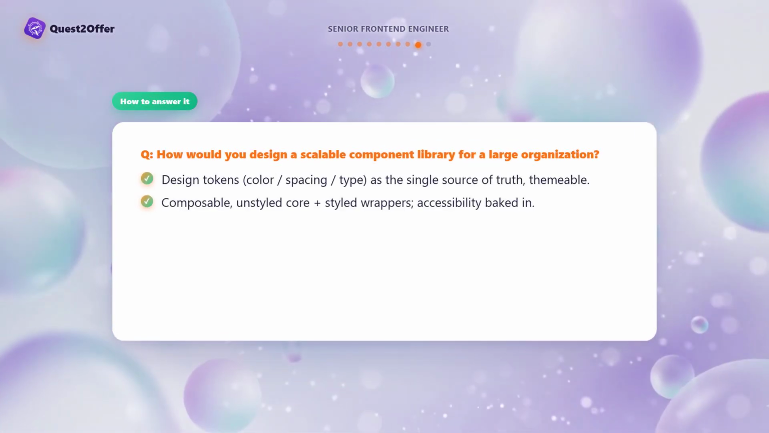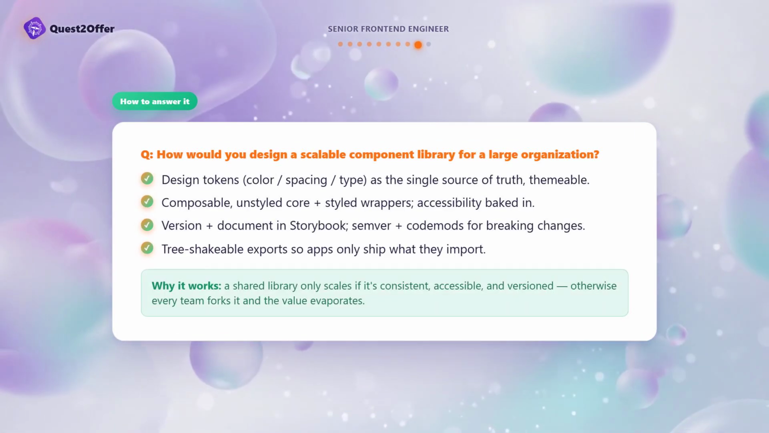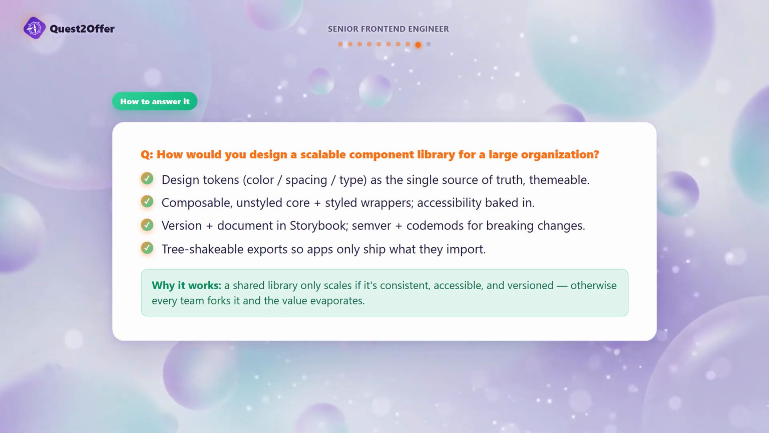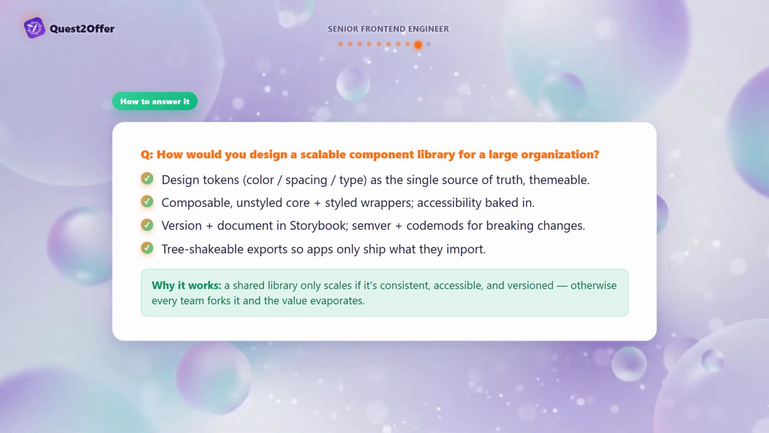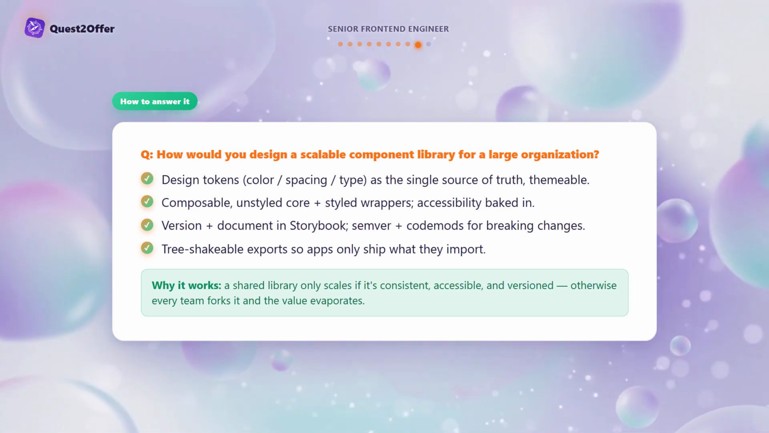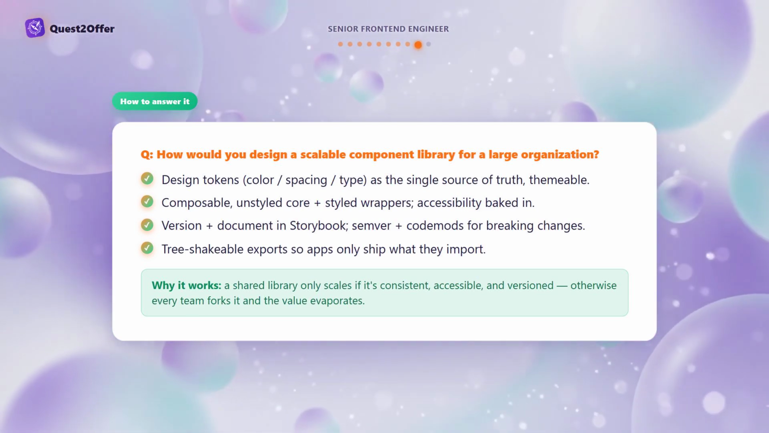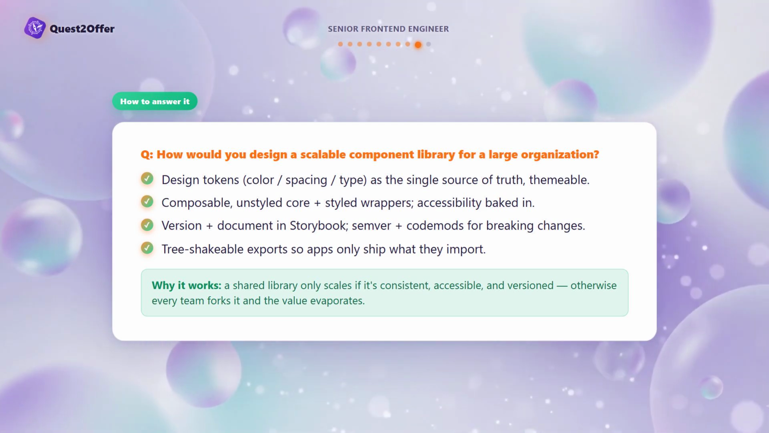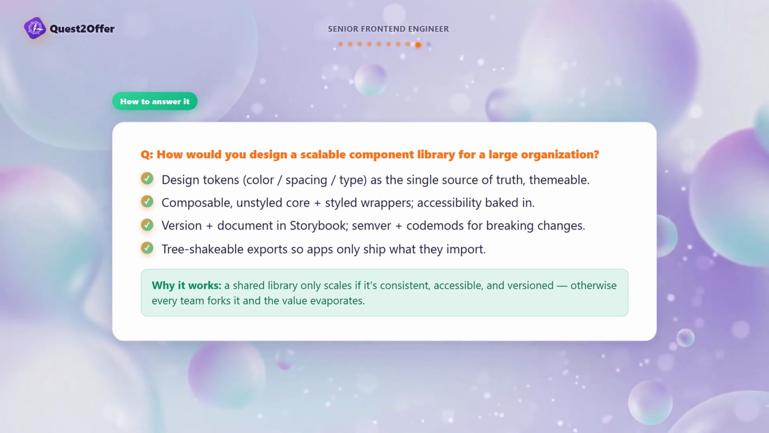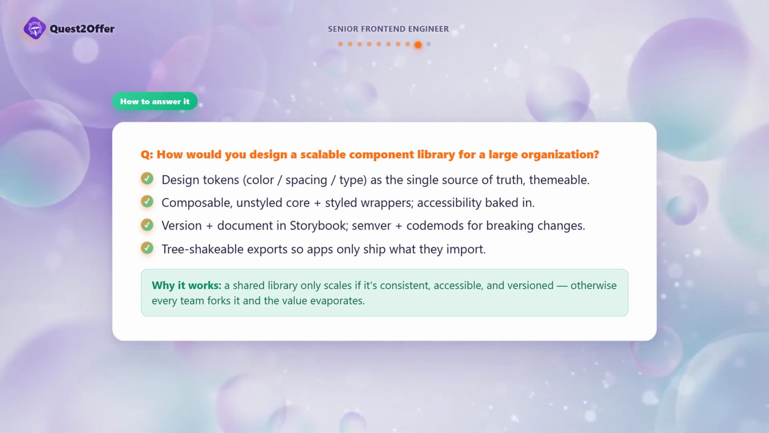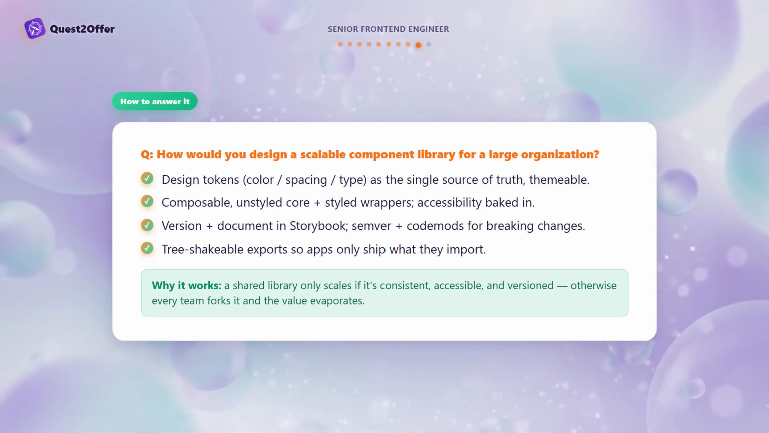Build on design tokens, color, spacing, type, as the single source of truth and make them themable. Keep an unstyled, composable core with accessibility baked in. Version it, document it in Storybook, and ship codemods for breaking changes. And make every export tree shakeable, so apps only ship what they import. A shared library only scales if it's consistent, accessible, and versioned.